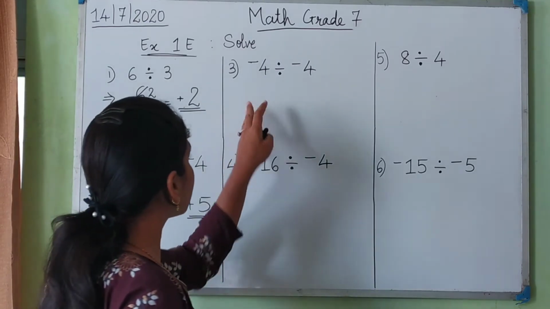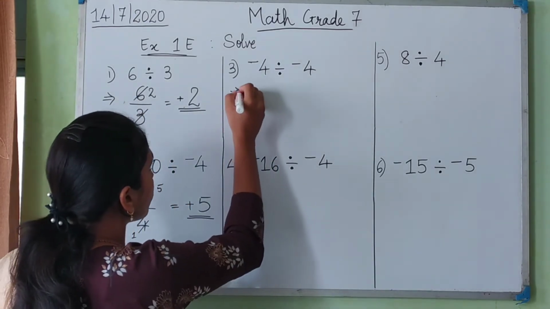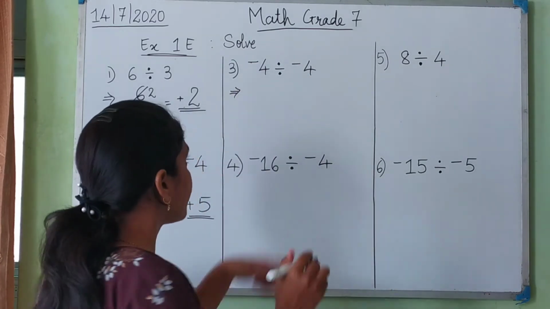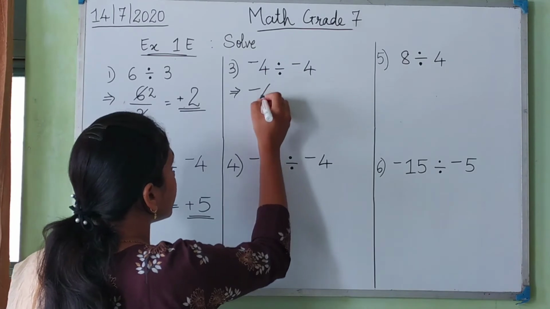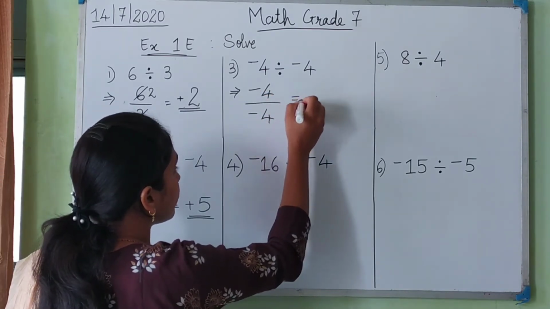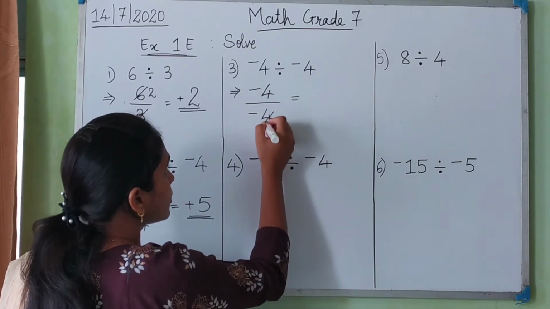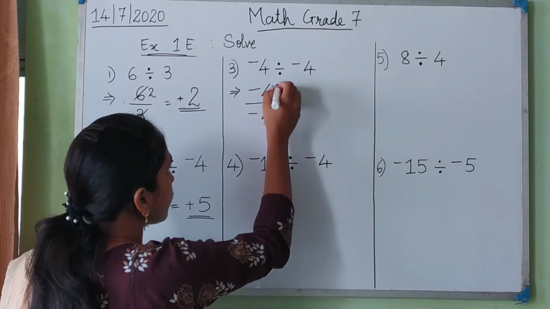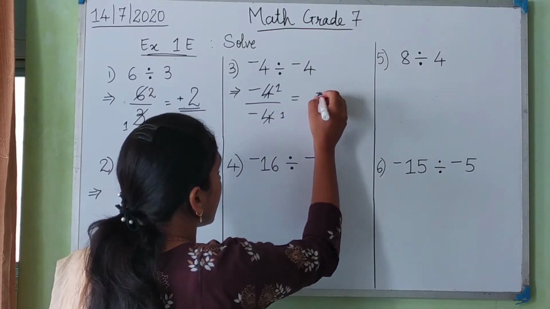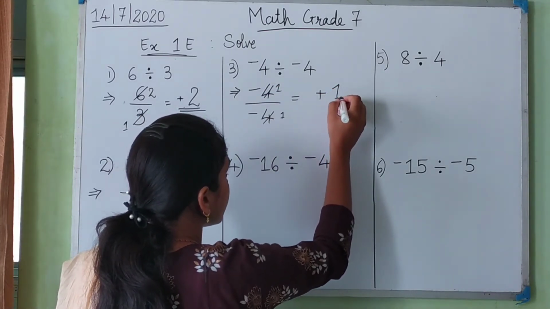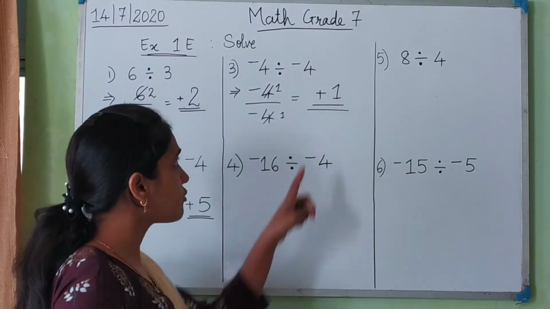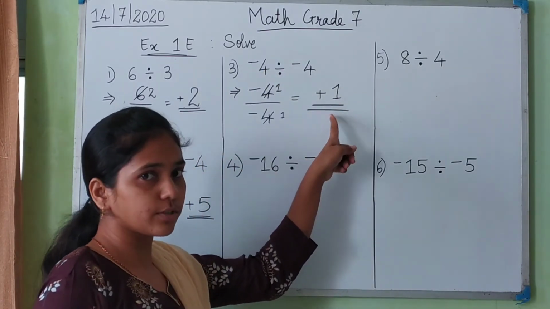Okay, so now the next is also the same. Here both the numbers 4 and 4 are getting divided and both are negative. So we write minus 4 divided by minus 4. Okay, so 4 divided by 4 is how much? 4 ones is 4, and minus becomes plus. So the answer is plus 1. Both the numbers have the same sign, so the answer has a positive sign.